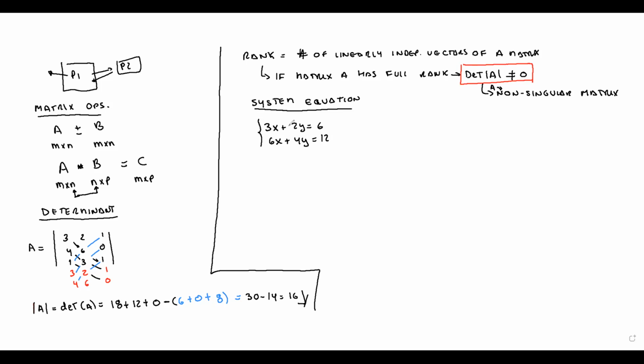And then what we try to do here is, remember, there is one method where we simply transform this into matrices: x and y, and equals 6 and 12. So basically the solution of this one here is x and y equals [3 2; 0 4] to the power minus 1. So this is the inverse of this one here, times 6 and 12. Okay, so this part here is the inverse of a matrix.